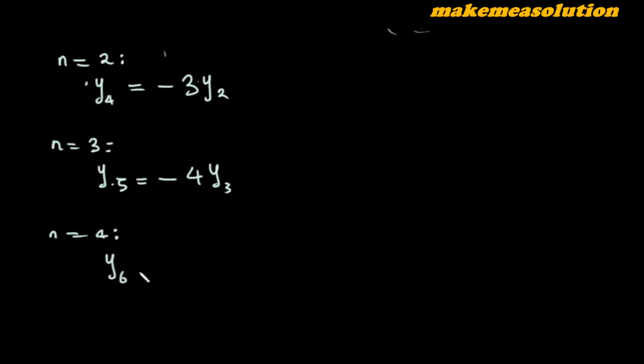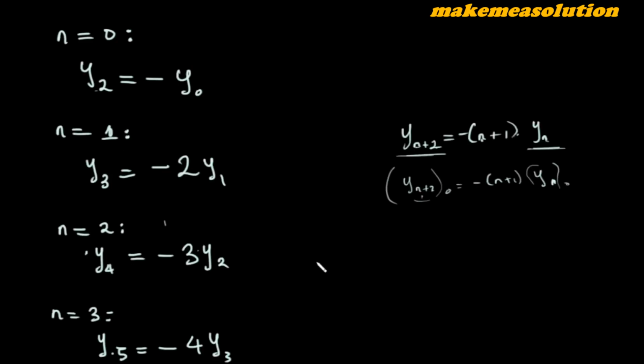So definitely when n is equal to 4, you're going to have your y6 is equal to minus 5y4. Then when n is 5, finally we're going to have y7, 5 plus 2, 7, equal to minus n plus 1, which is 5 plus 1, 6y5. Okay, so let's modify our answers a little.